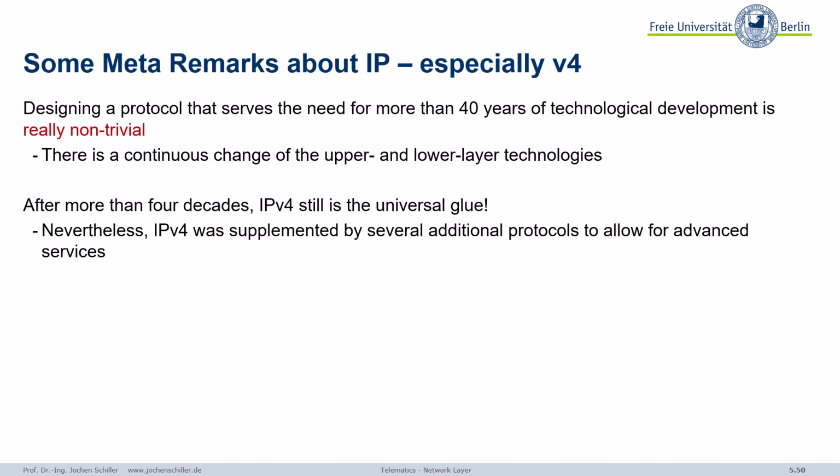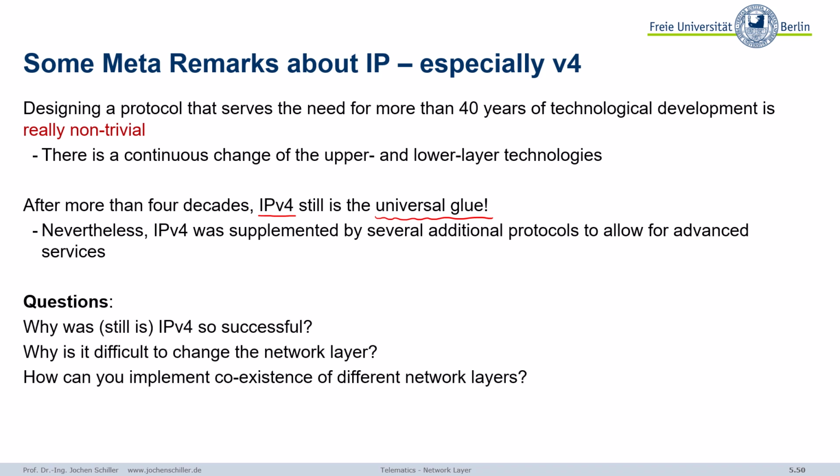So continuous change of upper layer technologies, think of the web and all the hype around all these peer-to-peer networks, etc. Quality of service, IP television, but also lower layer. We had a closer look into terabits per second networks. Still, it's important to know IP version 4 is still the universal glue of the internet. Well, there are some additional protocols needed. We have a closer look and we'll answer some of the questions.